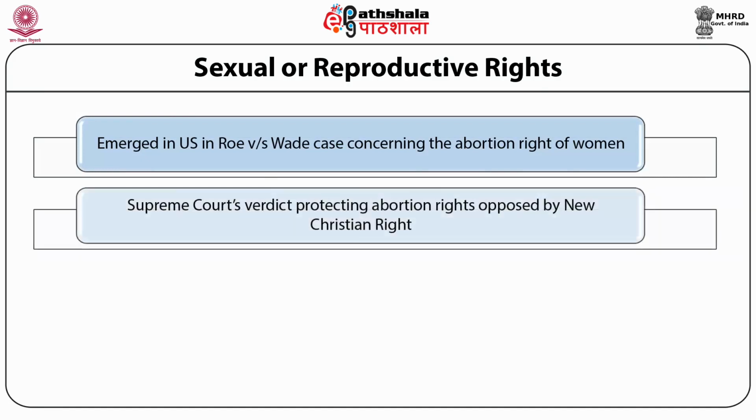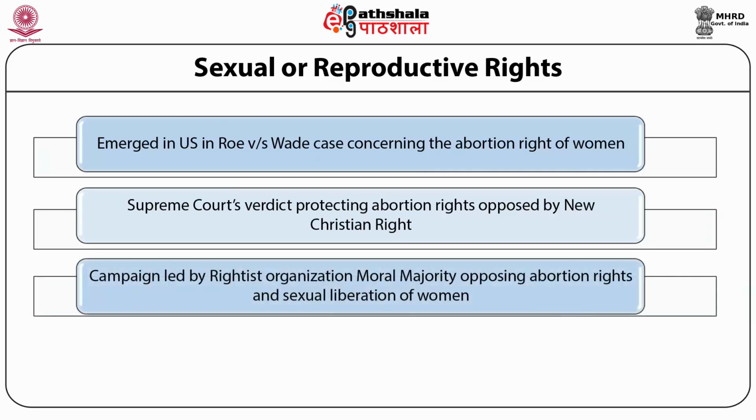The Supreme Court's verdict about protecting abortion rights was opposed by the new Christian right. So we find that while on one hand the feminists made strong demands for protecting the sexual and reproductive rights of women, such demands were strongly opposed by the rightist organizations in the United States. So the policies that were made with regard to these rights muddled through the claims for rights by the feminist groups and the opposition to these claims by the Christian right.